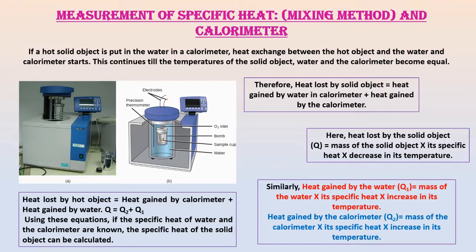Using these equations, if the specific heat of water and the calorimeter are known, the specific heat of the solid object can be calculated. That means if the specific heat of both the calorimeter and water are known, we can calculate the specific heat of a solid object. So this is how the specific heat of an object is calculated by using a calorimeter.